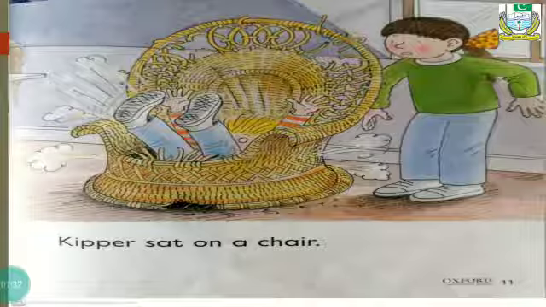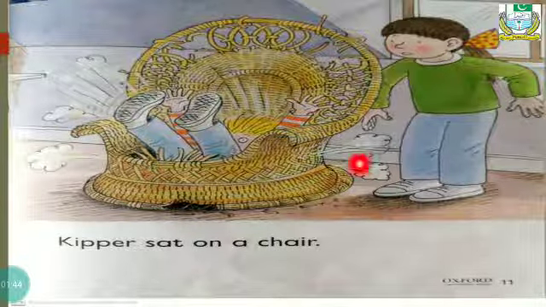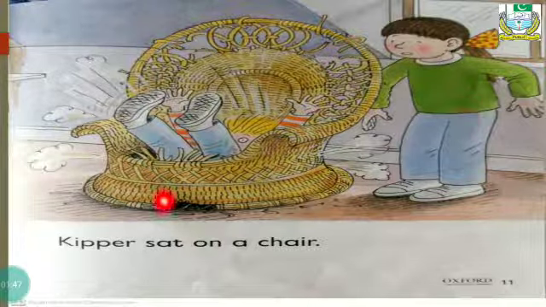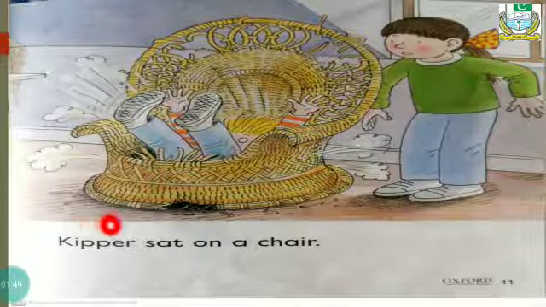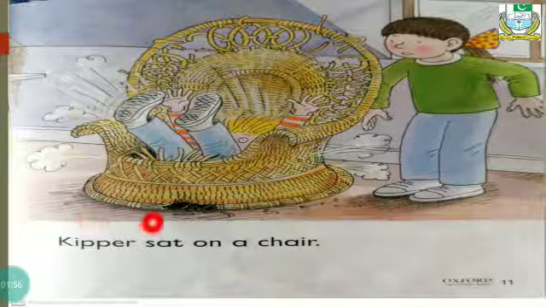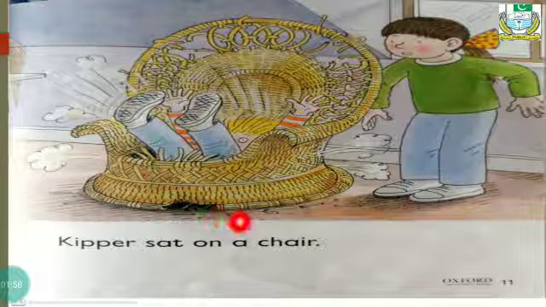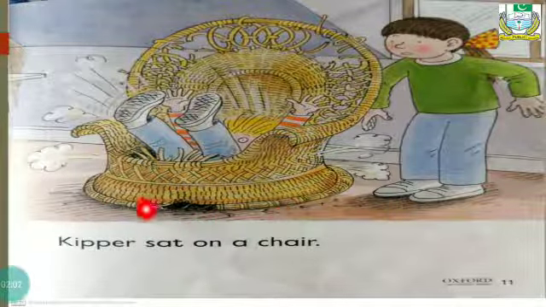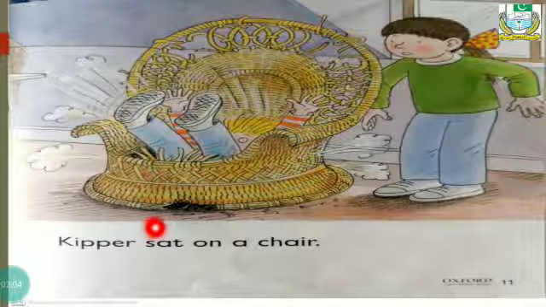And who can we see on page number 17? We can see Kipper, Naughty Kipper, and his sister Biff. And what happens? Kipper sat on a chair.